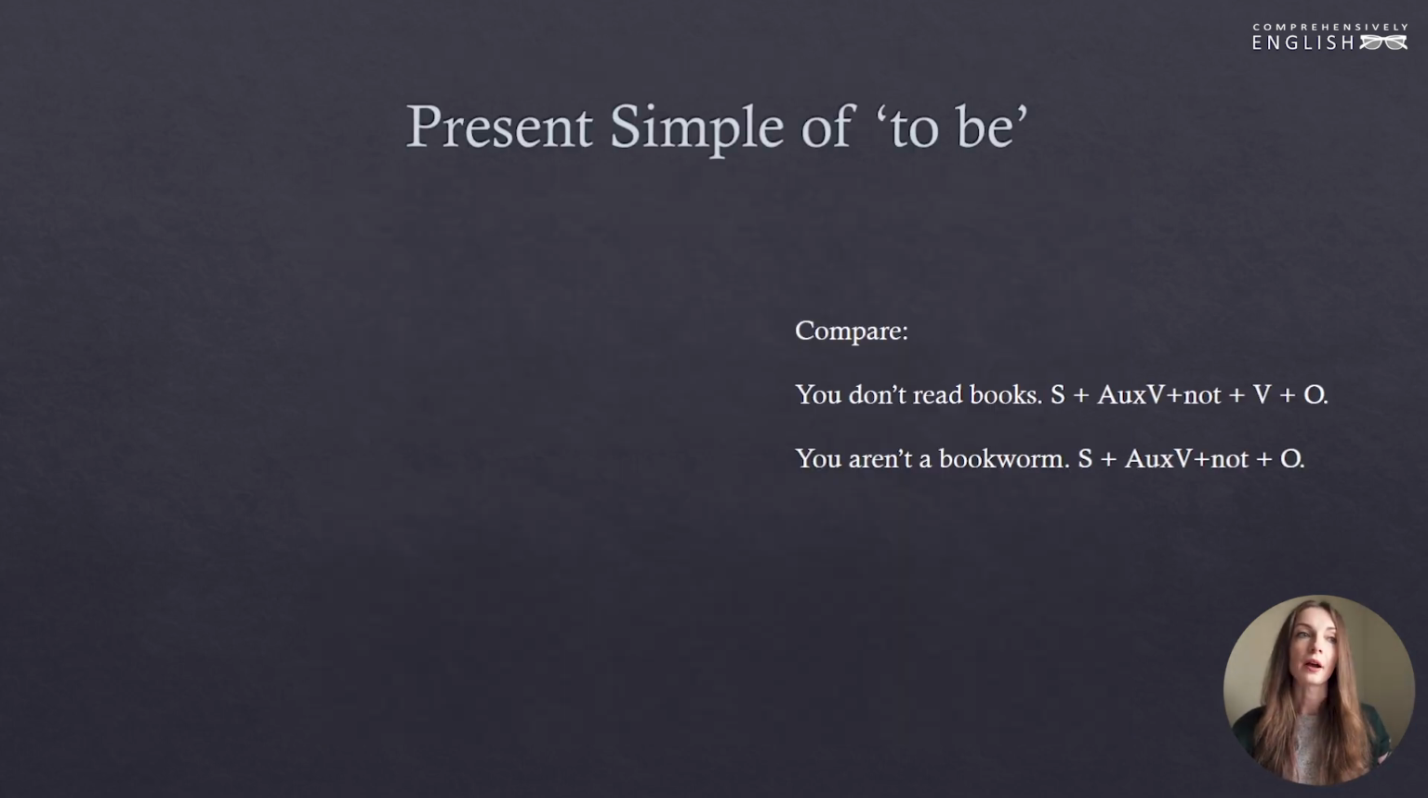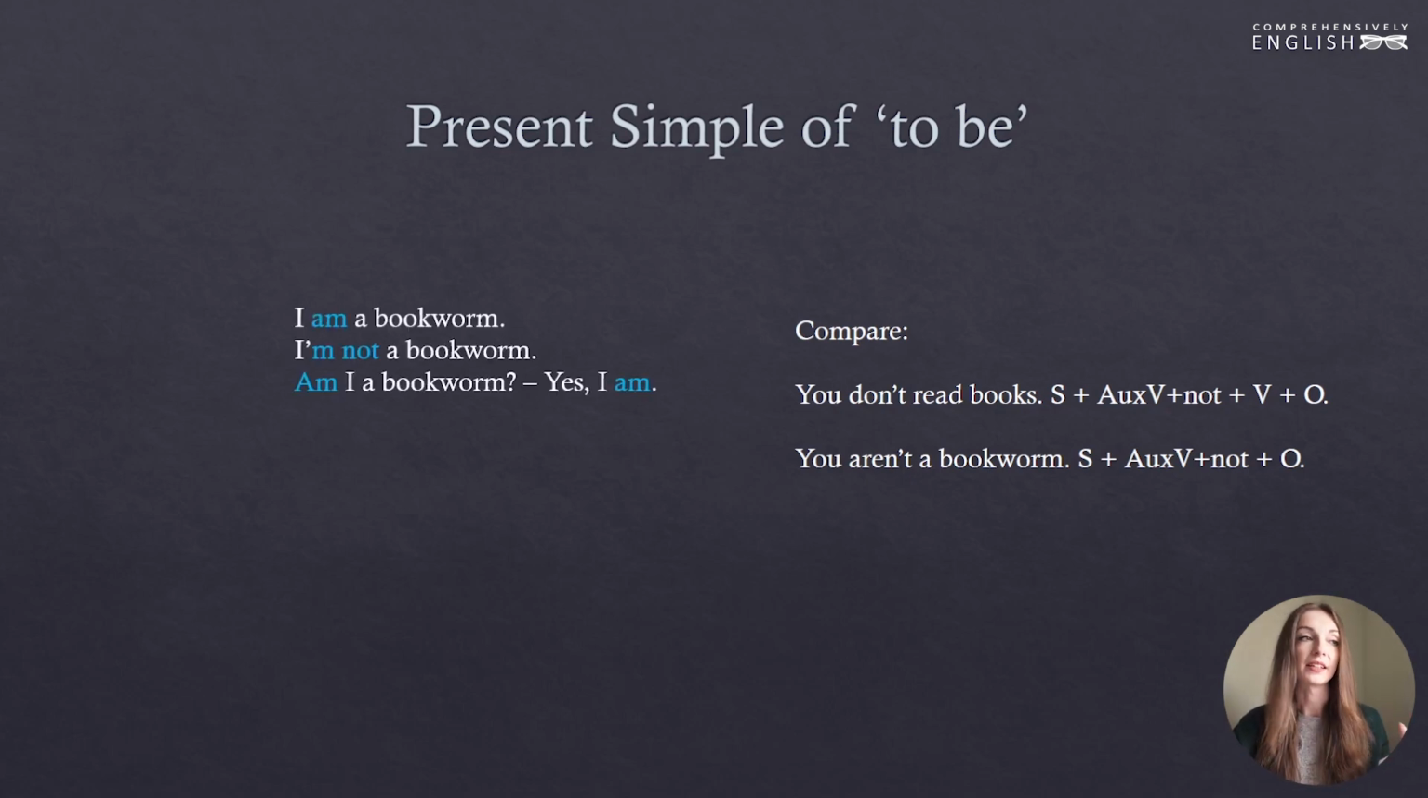Now let's compare. You don't read books. What do we have? The formula of the sentence is subject, auxiliary verb, plus not, plus the main verb, plus the object. When your verb is to be, the structure is subject, auxiliary verb, not, and object. You see? So these formulas help us see the structure better. Now let's look again at the examples.